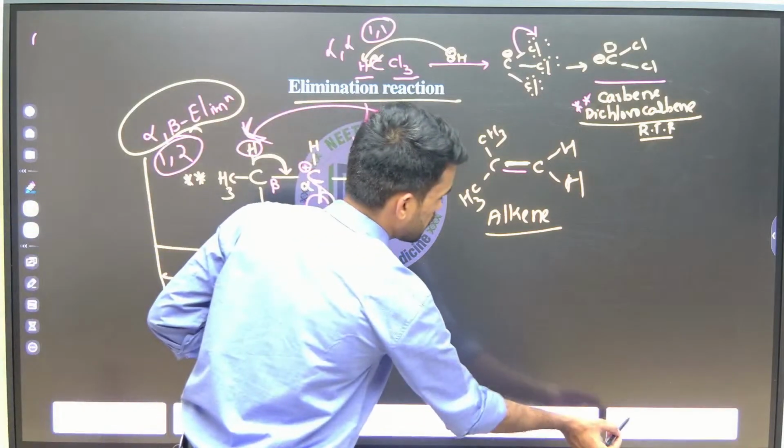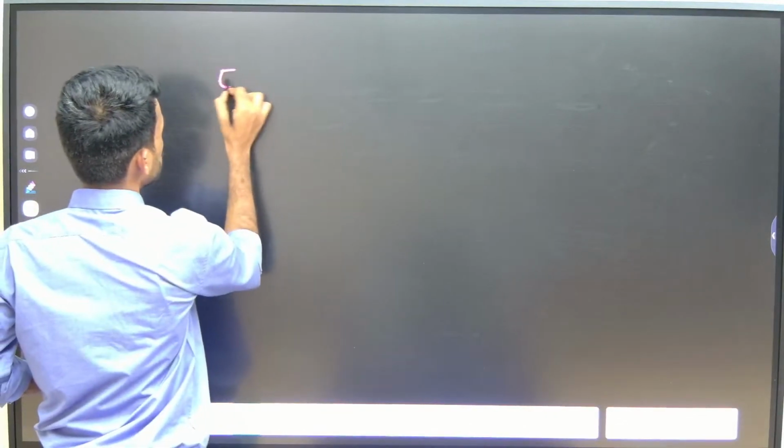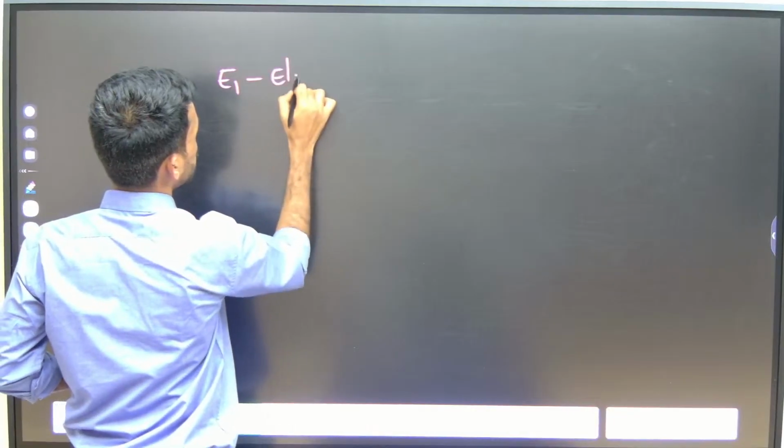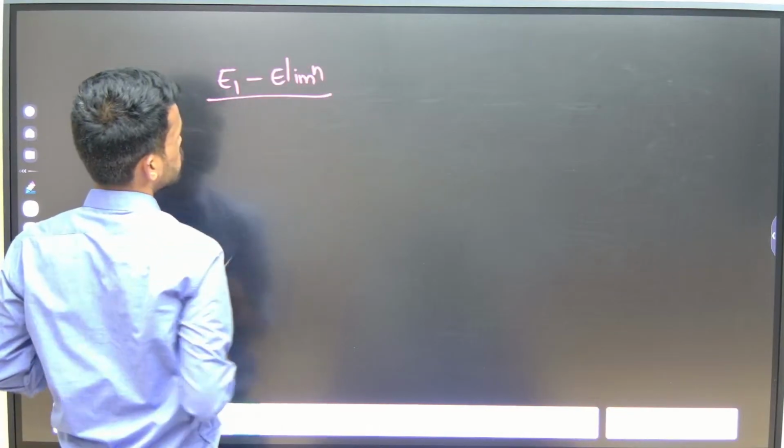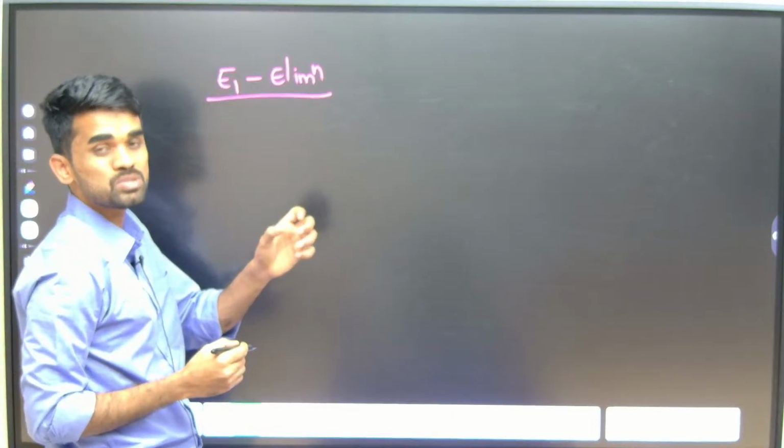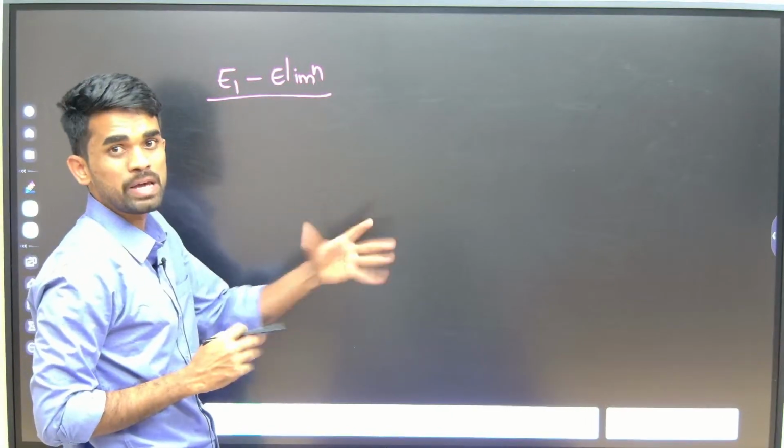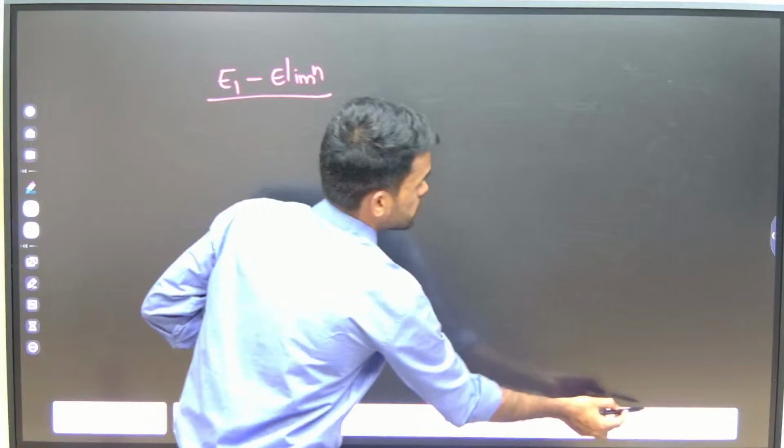Let me explain E1 elimination first. E1 elimination is similar to the SN1 reaction: the rate of reaction depends only on the substrate concentration, not on the base. So during the elimination reaction, what is happening?